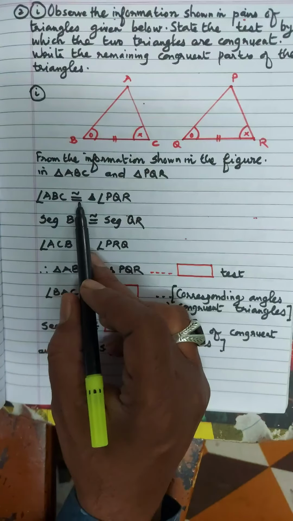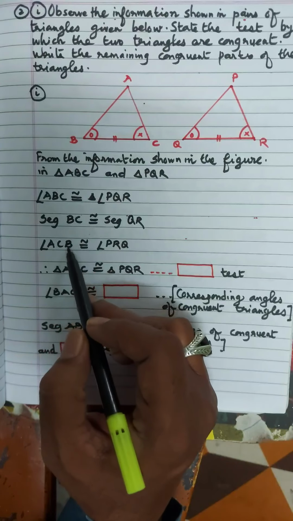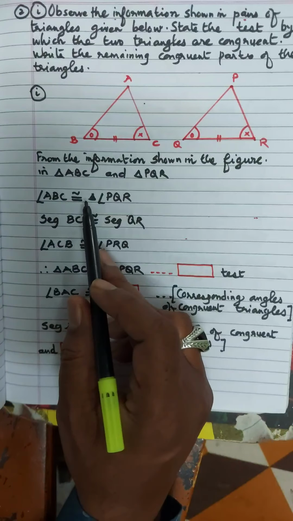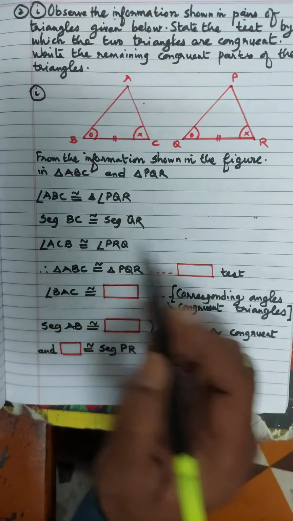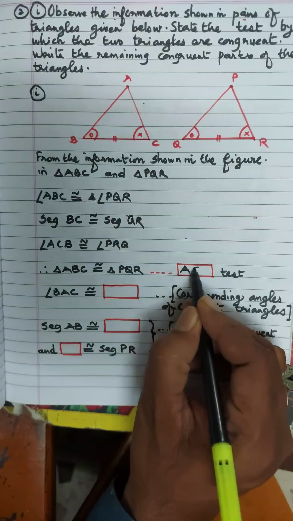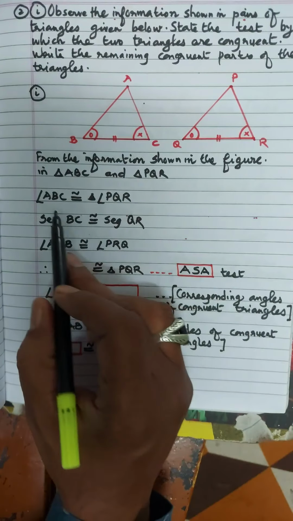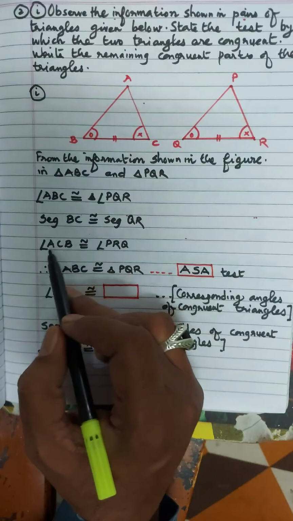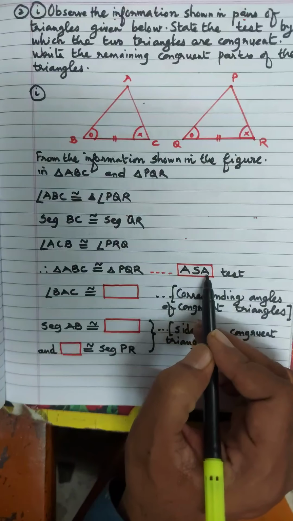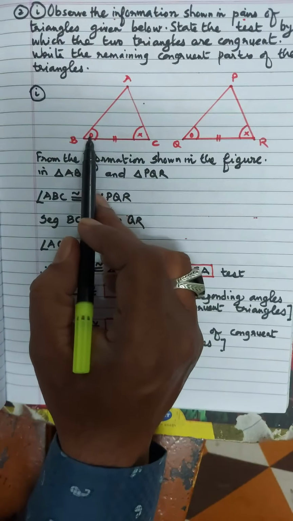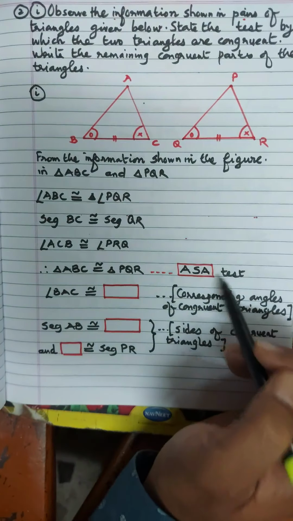Now see here, this is side, this is angle, this is side and this is angle. So by which test? Angle side angle test. So we have to write here ASA test. First is angle, second is side and third is angle. Here also angle side angle test.